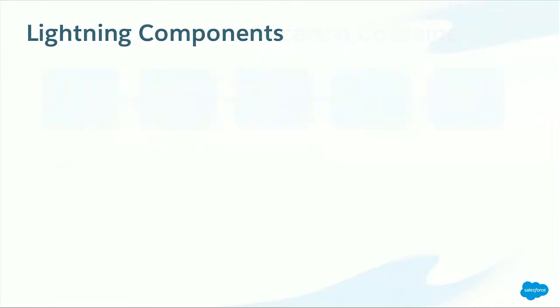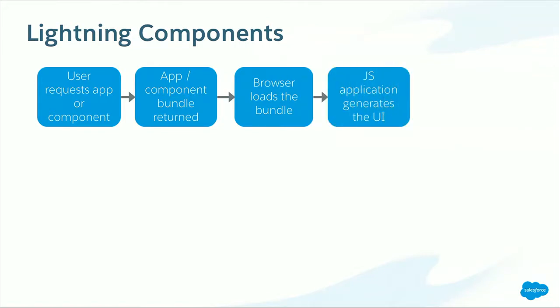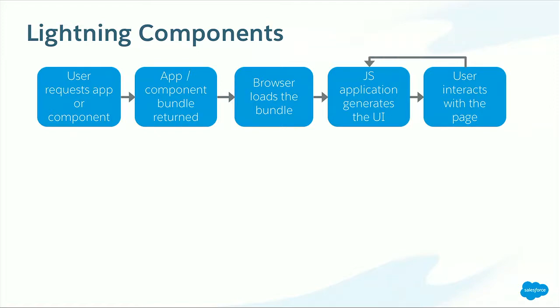So with that, we have Lightning components and the Lightning framework. Right? The user requests an app or a component. An app is just a bundle of components. And that bundle is returned to the browser. The browser loads the bundle, and the JavaScript application generates the user interface, straightforward. User interacts with the page, and we still get that short cycle.